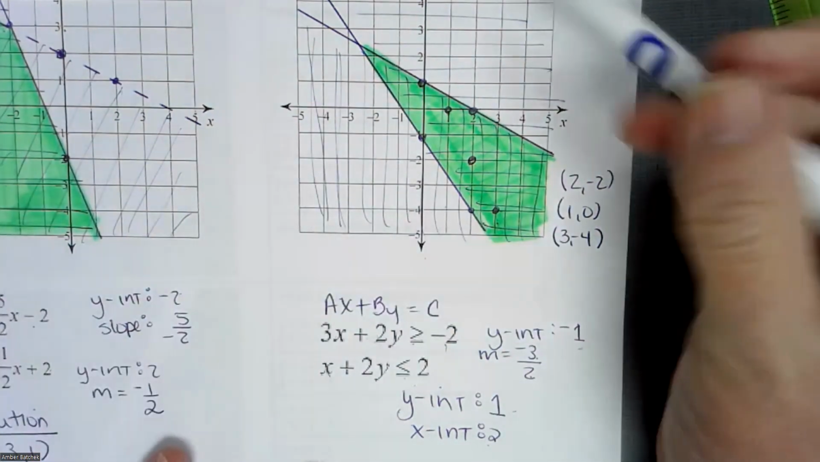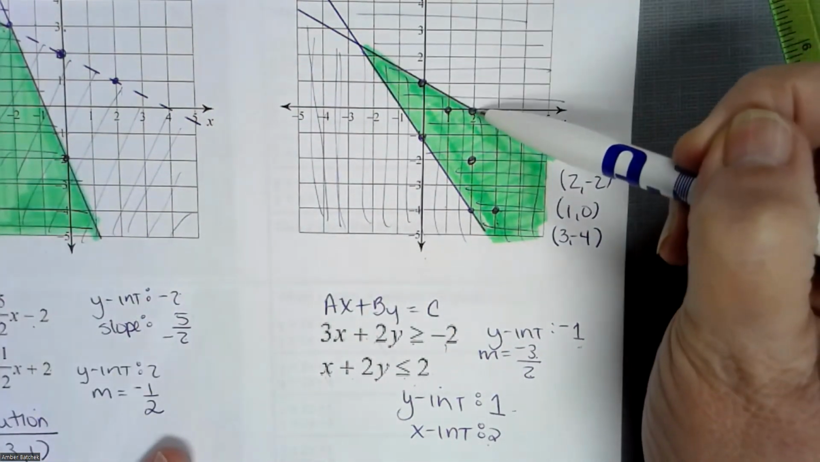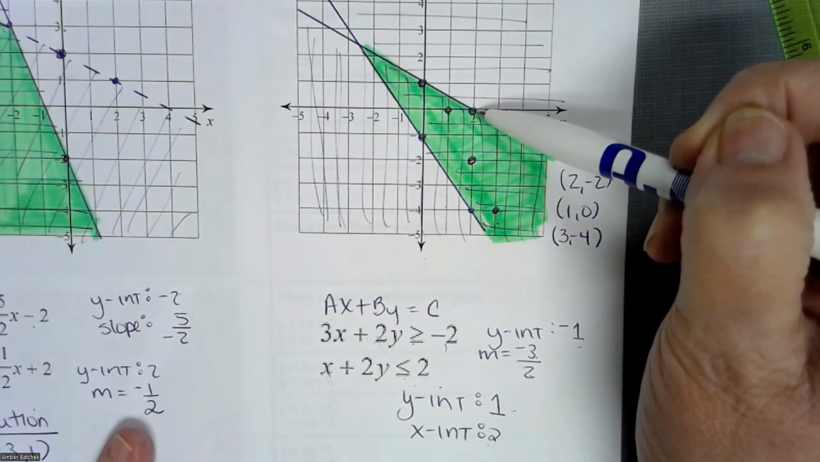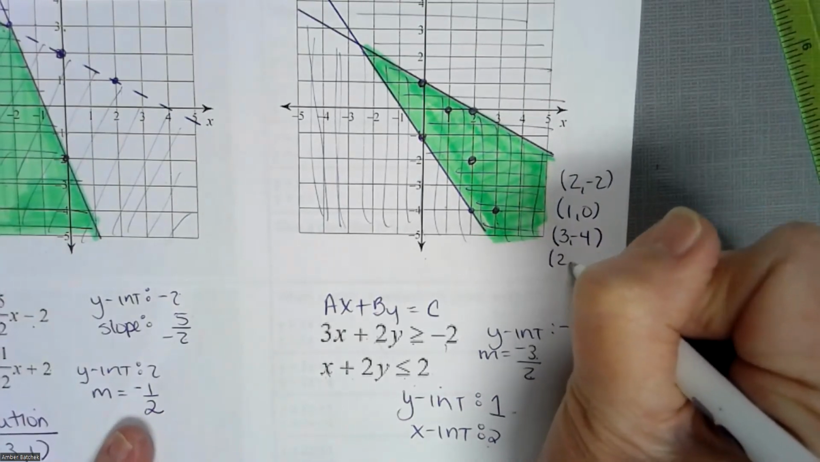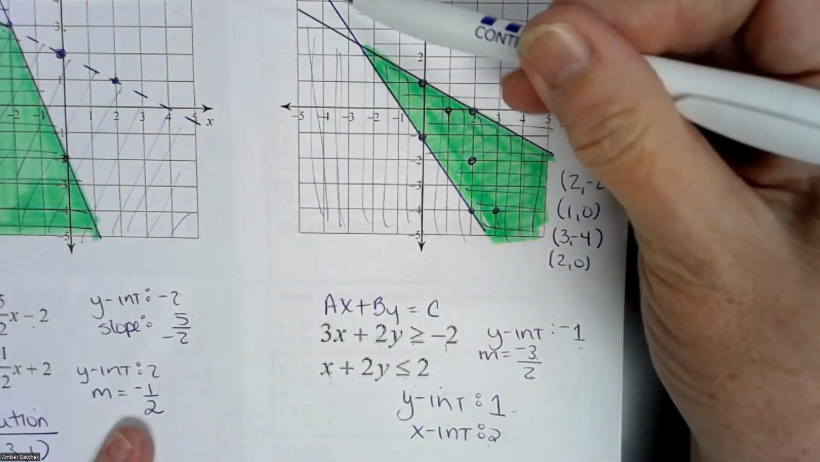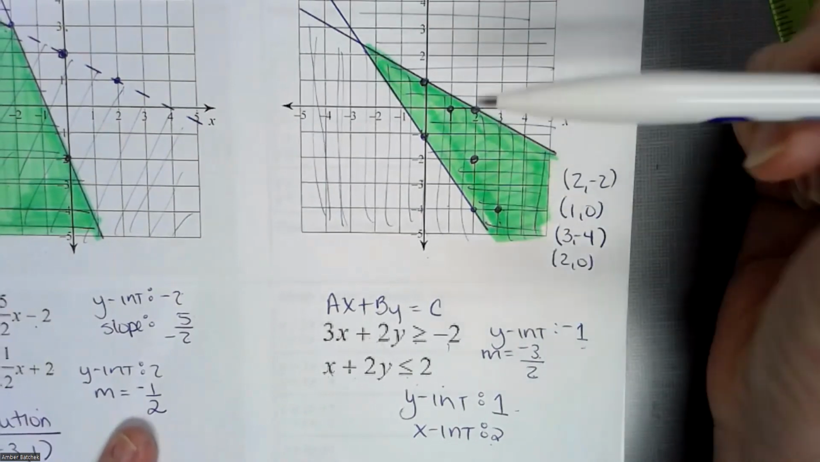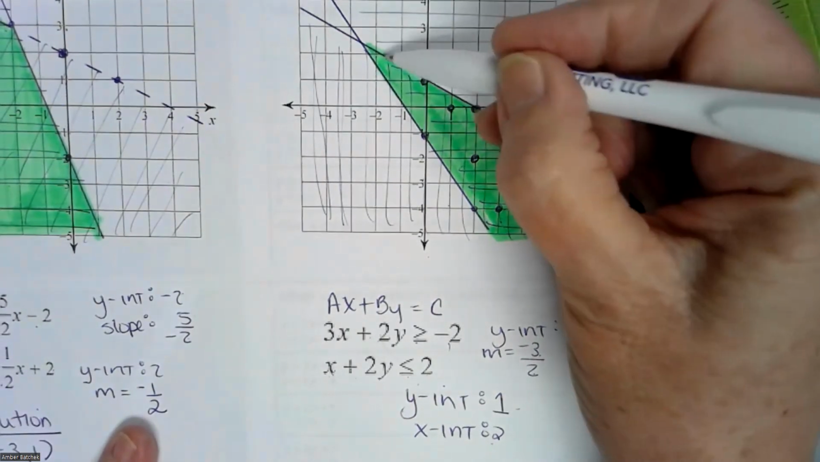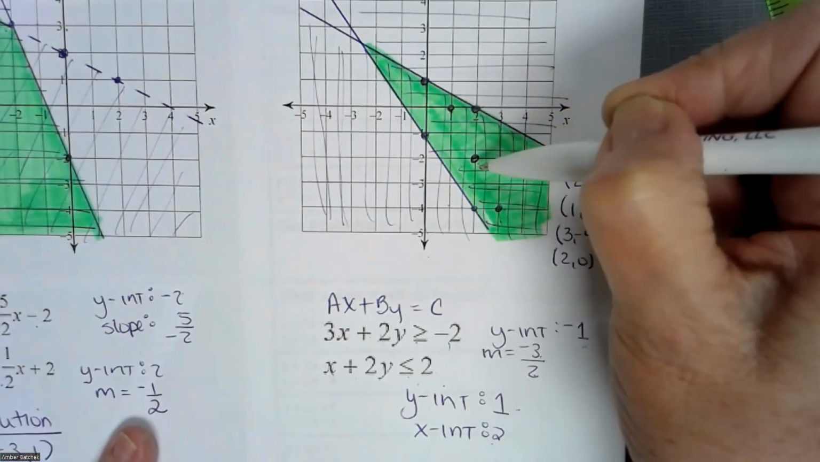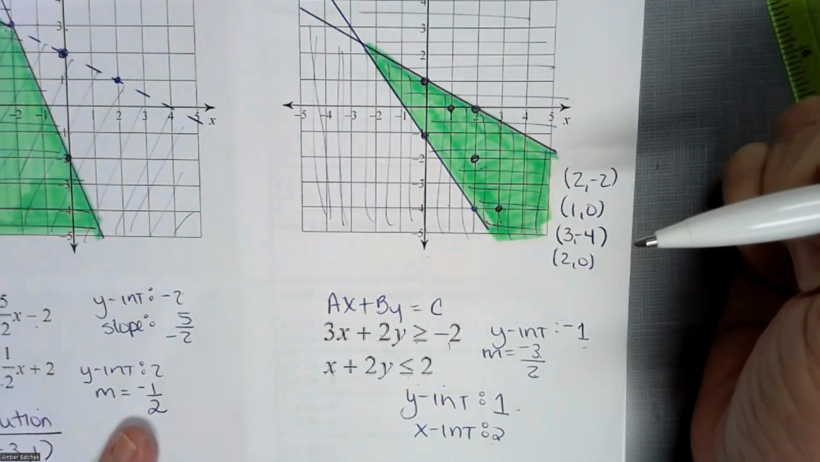And again, if you were asked, anywhere on the solid line is a solution. For instance, this is (2, 0). That would be a solution. And if there was a dotted line, anywhere on the dotted line, it would not be a solution. So anywhere along this solid line on this border of shading is a solution.